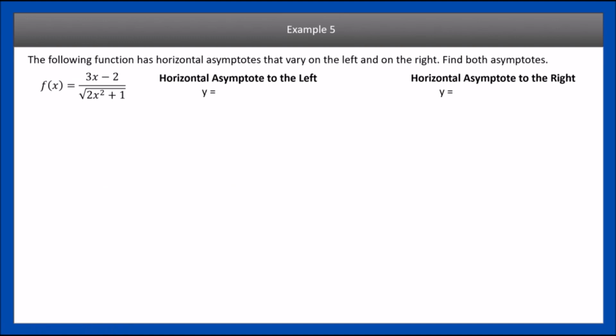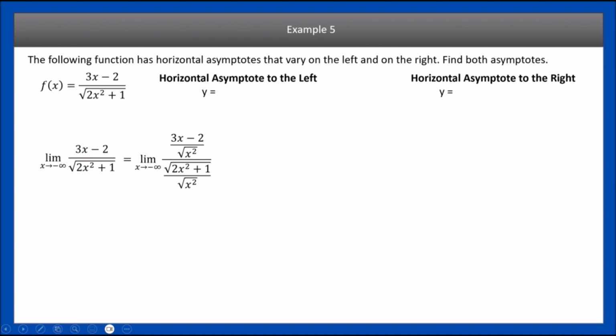All right, so let's apply what we just said to the following function. We're going to find the horizontal asymptote to the left and to the right. For this one, the horizontal asymptotes will change when you do positive infinity versus negative infinity. So let's see what happens. Let's do the limit at negative infinity. Remember that we're going to divide by the highest power of the denominator, which is the square root of x squared, because it's x squared but under the square root. So we need to divide by the square root of x squared.